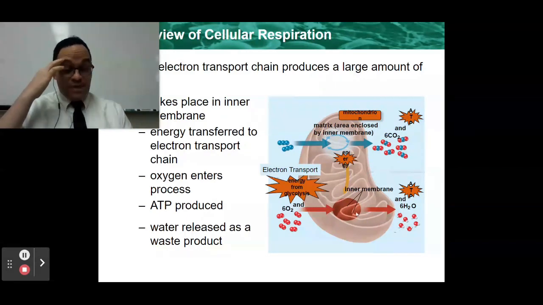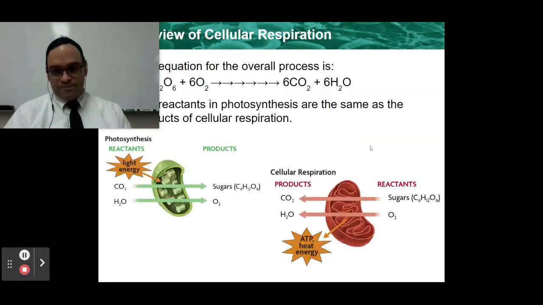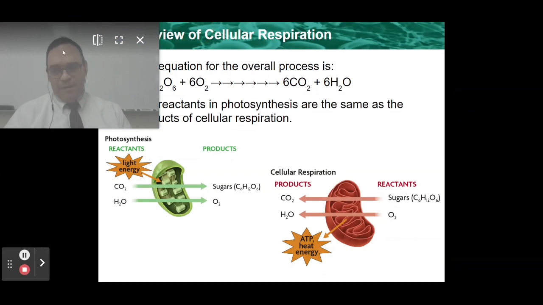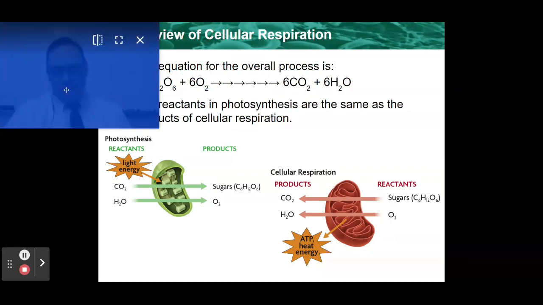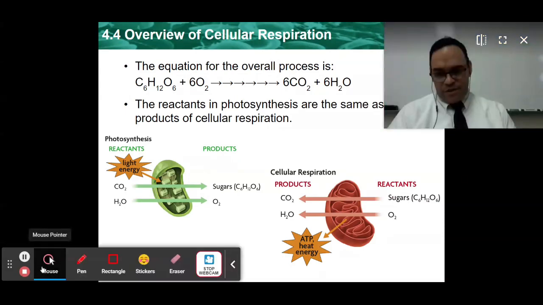And it happens on the inner membrane of the mitochondria. Remember, the Krebs cycle happened inside the inner membrane in the mitochondrial matrix. However, the electron transport chain happens on the inner membrane of the mitochondria. It's a neat little way of thinking about these processes together and how they relate to each other.